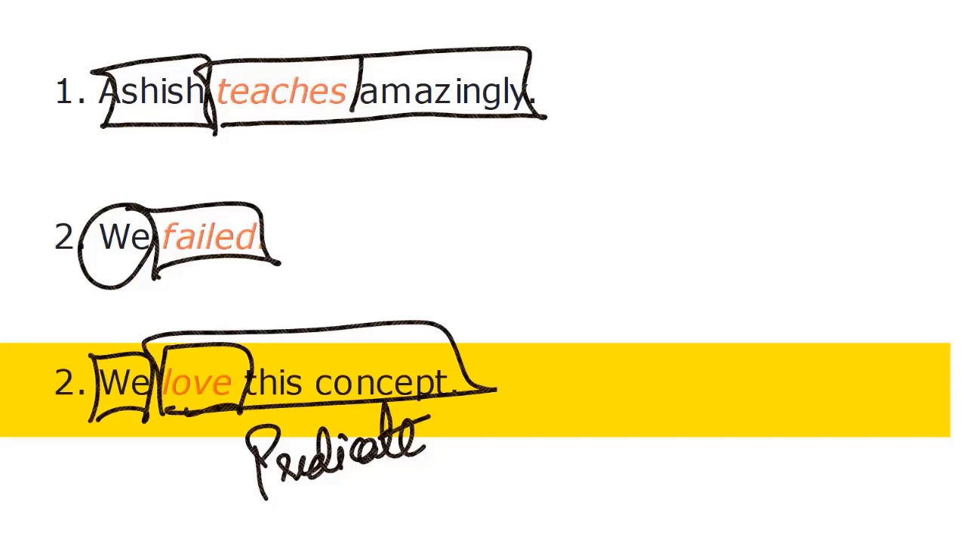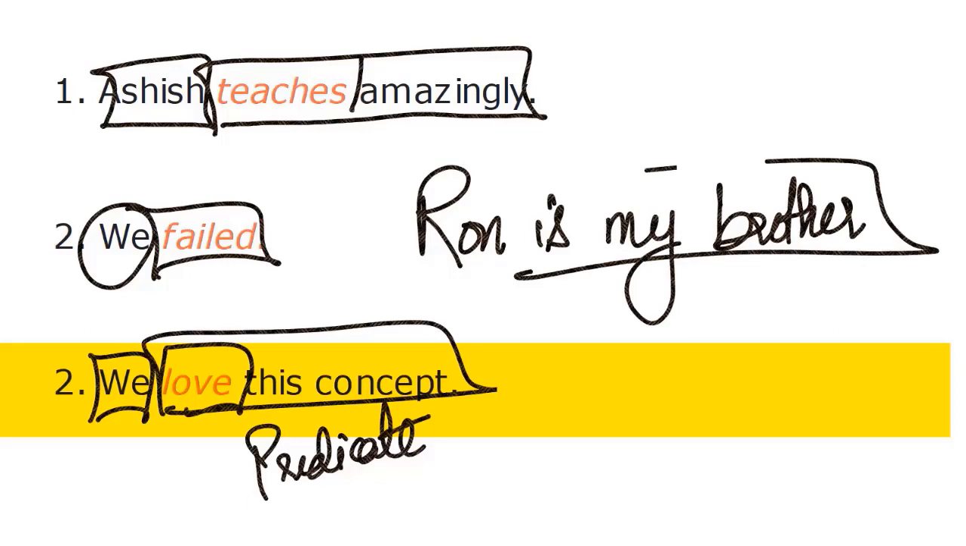It can be a linking verb as well. For example, Ron is my brother. So here, Ron is the subject, is my brother is the predicate, and is is the linking verb, a type of main verb, right? So it can be an action verb, it can be a stative verb, it can be a linking verb as well.